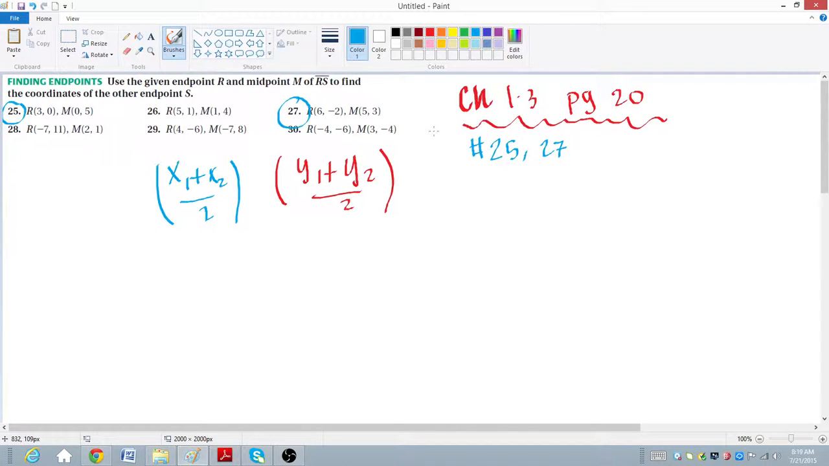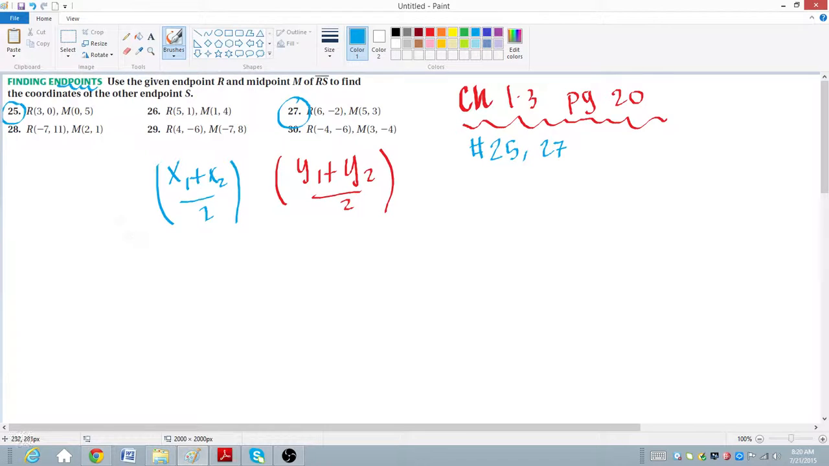So this is chapter 1.3, page 20, and I'm going to do number 25 and number 27. Now, for these sets of problems, it says finding the endpoints this time, not the midpoint. So keep that in mind. All right, find the endpoints. Now use the given endpoint R and midpoint M to find the coordinates of the other endpoint.